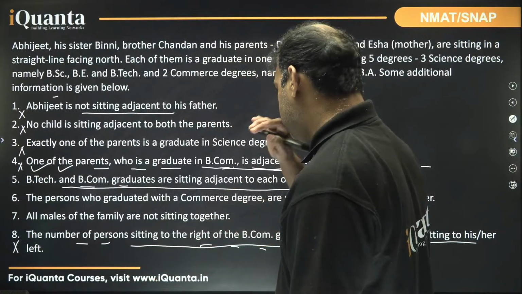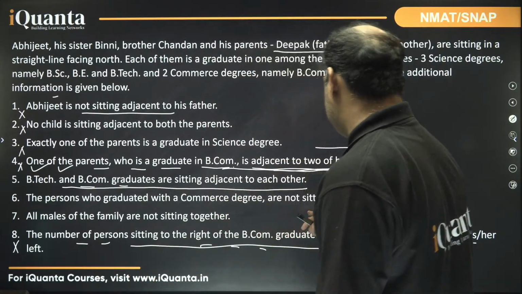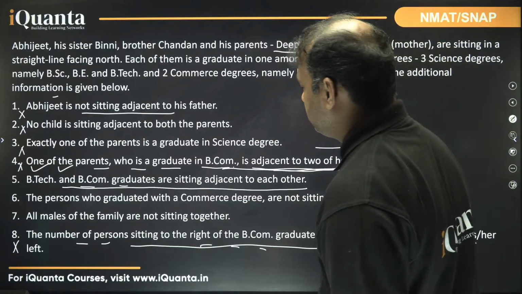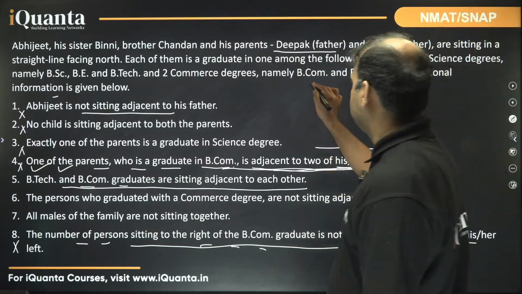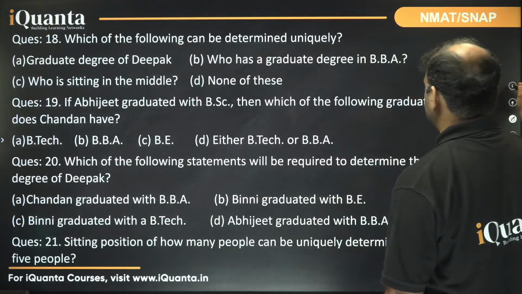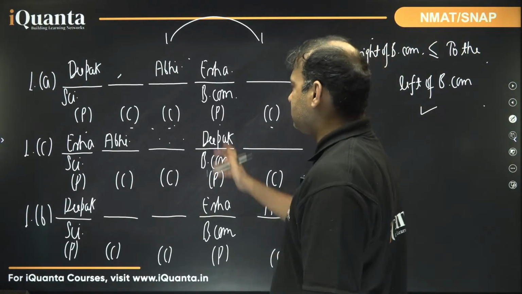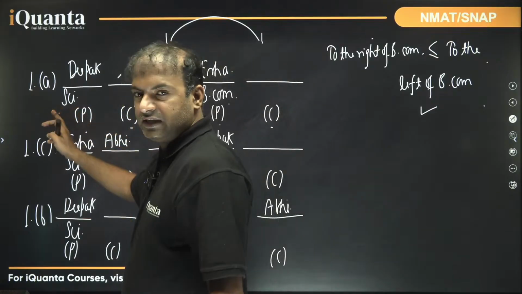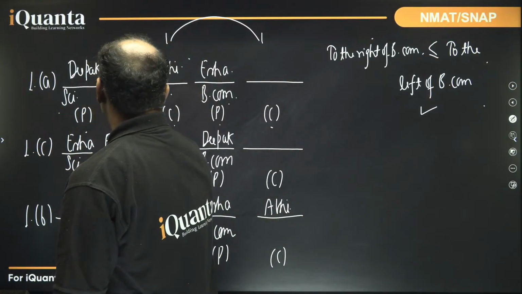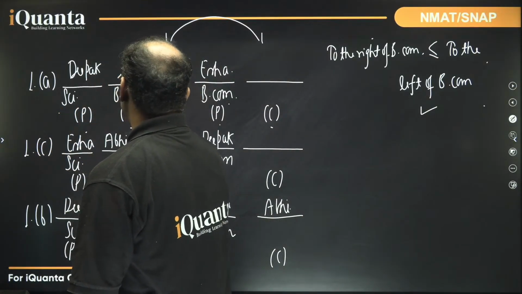6th point, they are saying the persons who both graduated with commerce are not adjacent to each other. All right. See, we have 2 commerce degrees, BCom and BBA, and both should not be sitting adjacent, right? So in this case, guys, this is BCom. These 2 cannot be BBA. This is already assigned, so BBA must be only this, right? This must be only the BBA person.